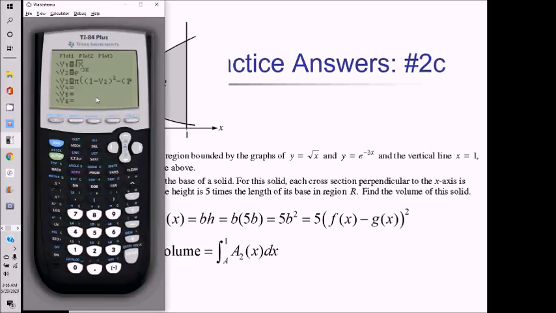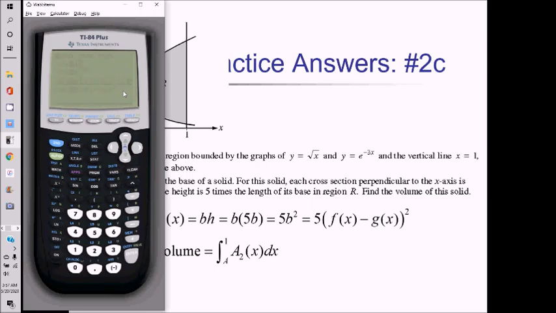So just like I did for earlier parts of the problem, I'm going to do a whole bunch of work in the y equals. This time around, I'm going to enter a sub 2 in y4. So I'm going to be doing basically 5 times f of x minus g of x squared here. So let me do a 5 and open a parentheses. We need alpha trace y1 for f of x minus alpha trace y2 for g of x. Close that parentheses, square it, and now I have 5 times f of x minus g of x squared.